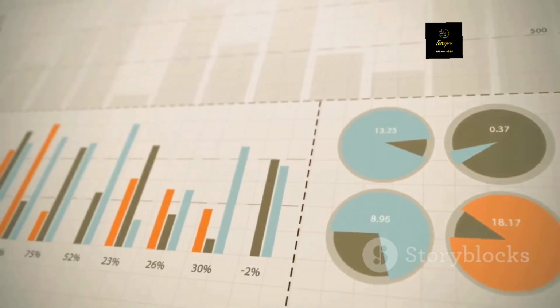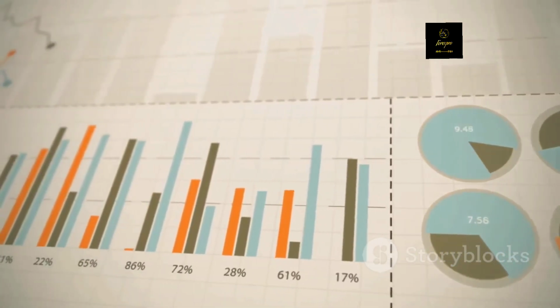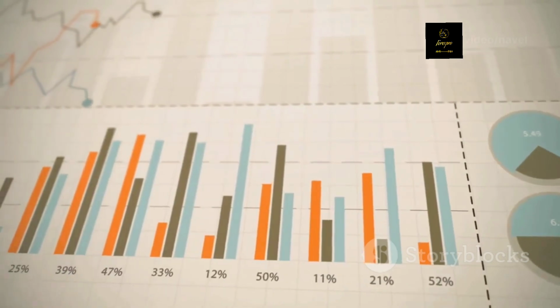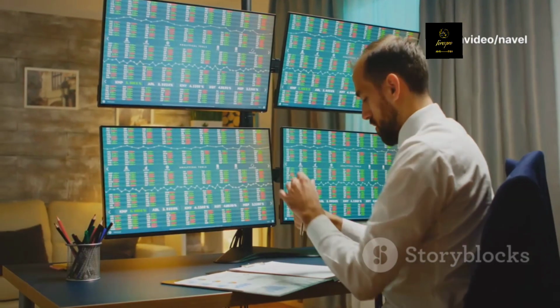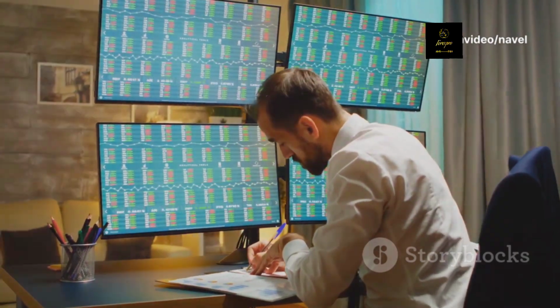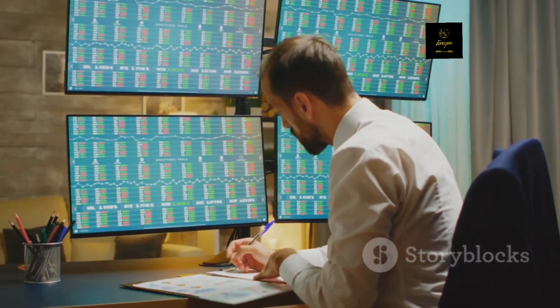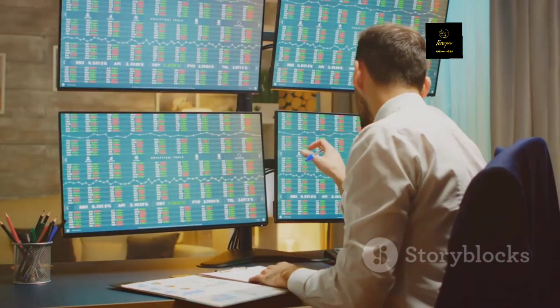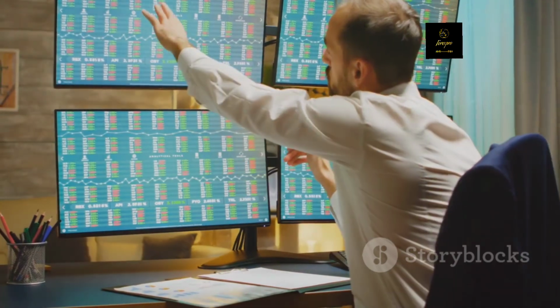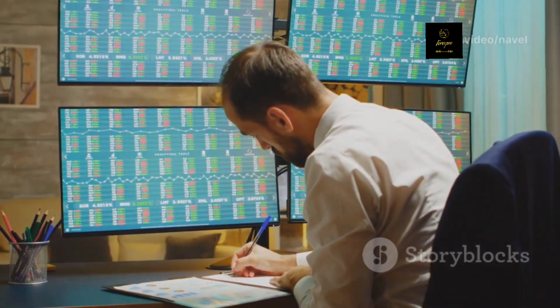In Forex, hedging might involve taking positions in currency pairs that are negatively correlated. For example, if you're long EUR-USD and concerned about a potential euro decline, you might hedge your position by shorting EUR-GBP or another euro-related pair.